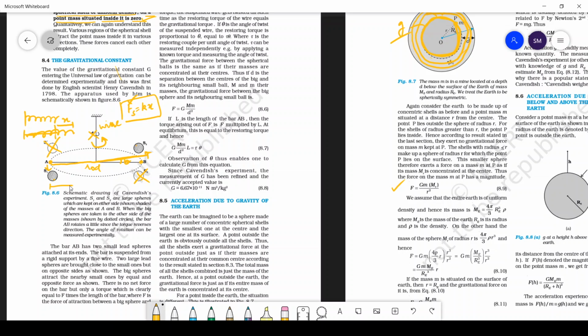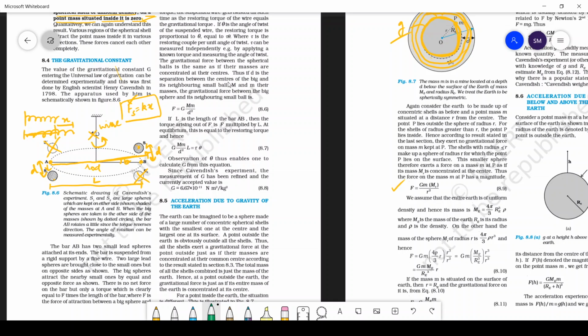The length of the rod is L, and this distance is d. So the length of the rod is L, and this is the distance between the spheres, taken from the center of both the spheres. Now let us read from here.